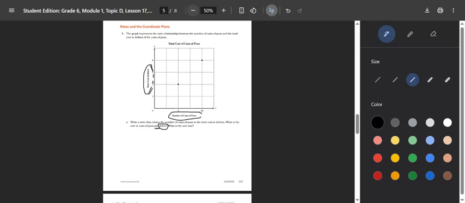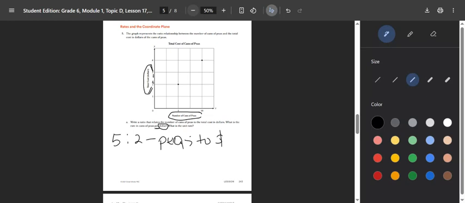All right, that's a lot of things. All right, so the ratio that relates the number of cans of peas to the total cost in dollars is 5 to 2. And that is peas to dollars. All right. Now, we need to next write the rate in cans of peas per dollar.